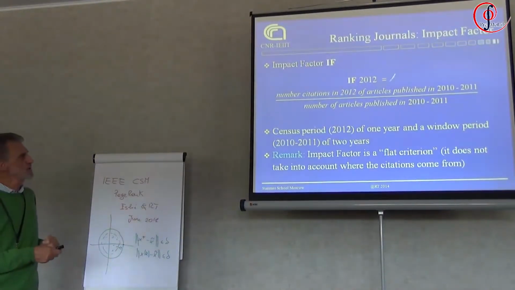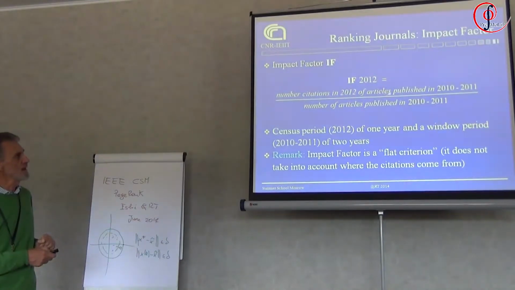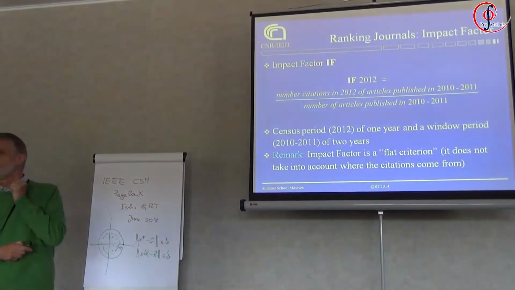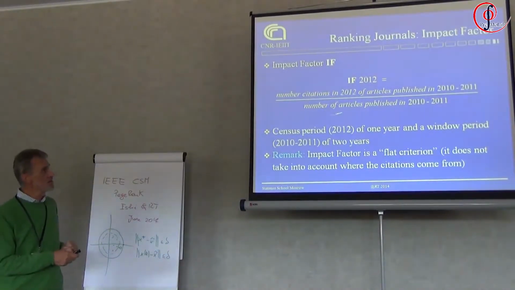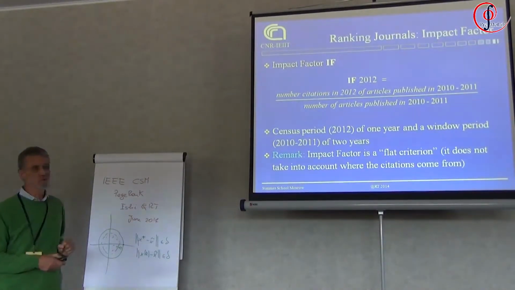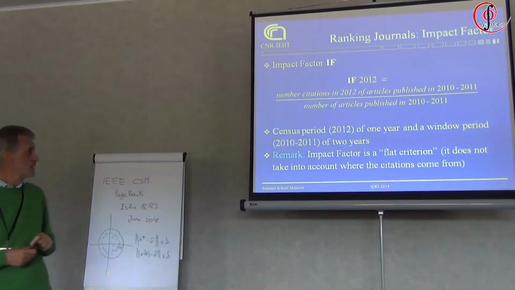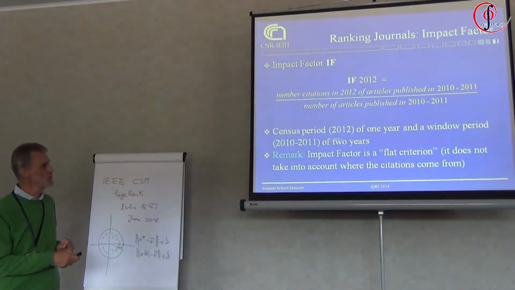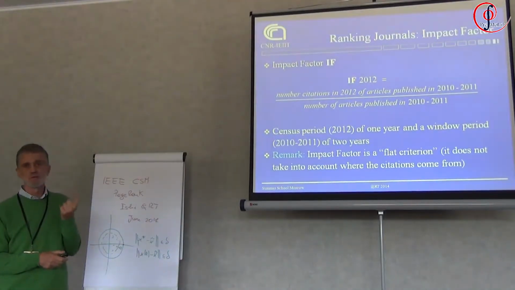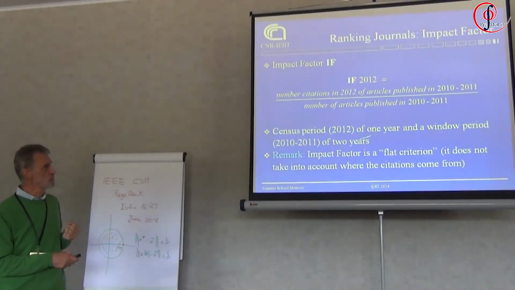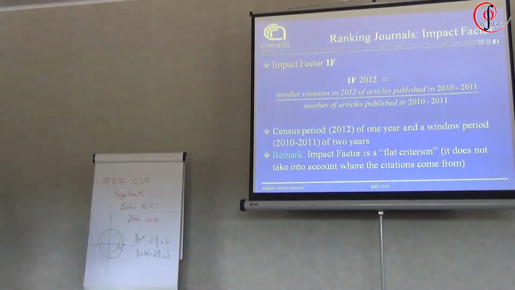The impact factor for the year 2012 is the number of citations in 2012 of articles which are published in the two previous years, 2010-2011, divided by the number of articles published in 2010-2011. So there is a census period, which is 1 year, 2012, and then there is a window period, an observation period of 2 years, the previous years.